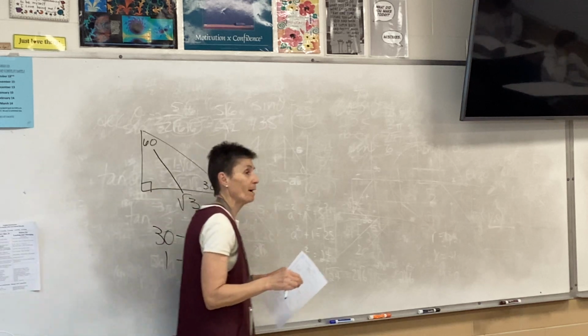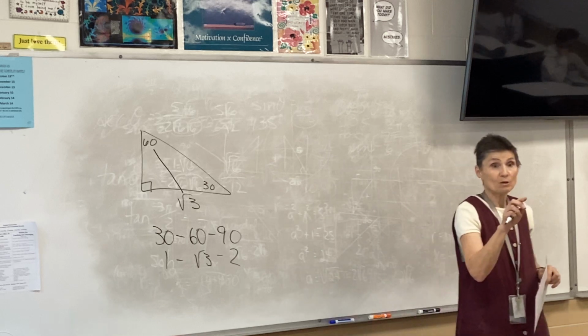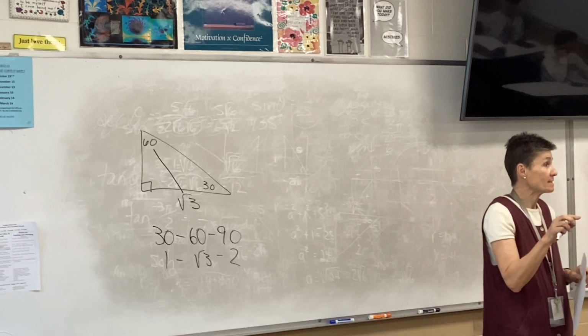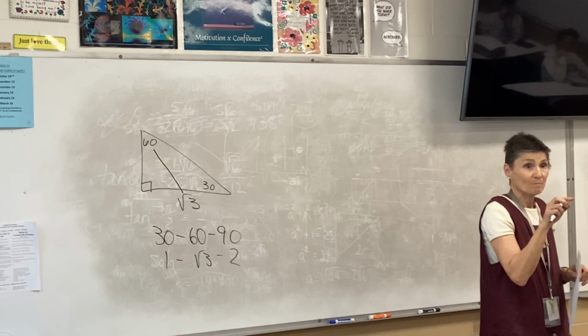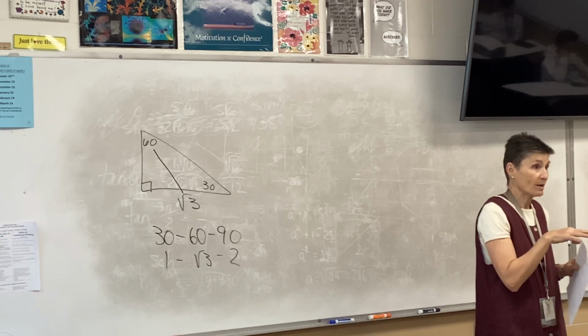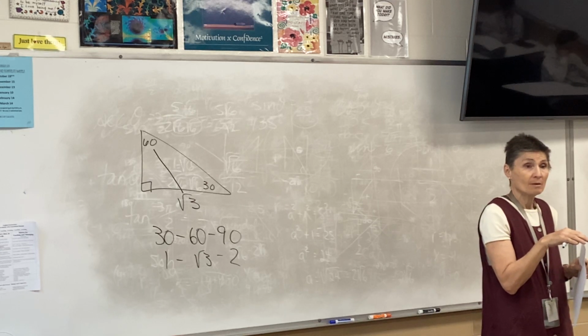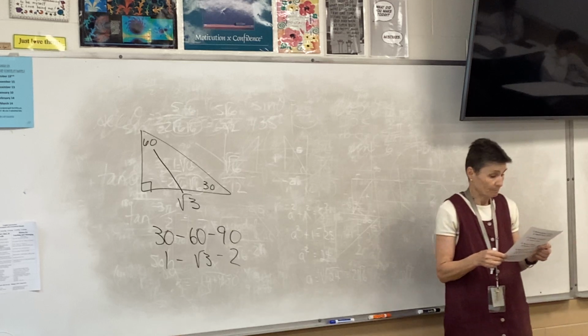What's tangent by definition? Opposite over adjacent. Most of you are going to say opposite over adjacent, but there is another definition, y over x. Either one of those would be fine. The circular definition is y over x. The SOHCAHTOA definition is opposite over adjacent.